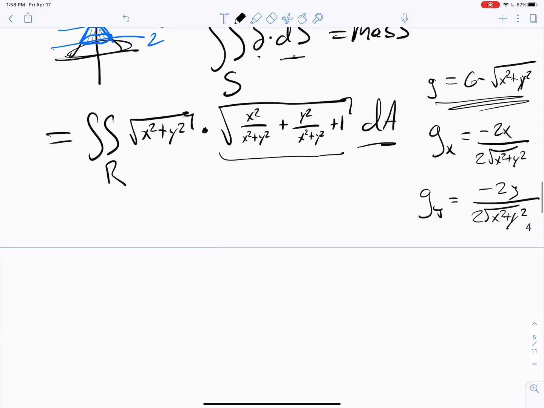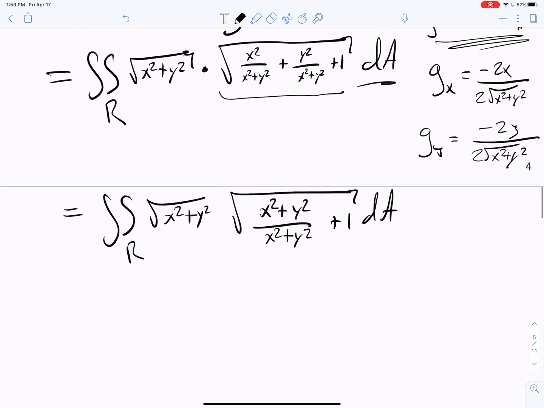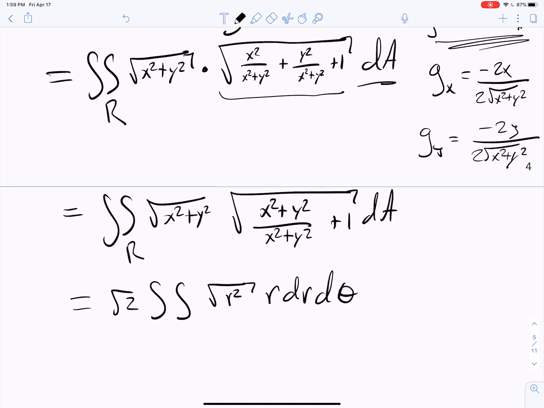And so now it looks like we've got a little bit of algebra to do. Integrate over the region, root x squared plus y squared, common denominator x squared plus y squared over x squared plus y squared plus 1 dA. Well, x squared plus y squared over x squared plus y squared, that's just 1, and 1 plus 1 is 2. So this is really just root 2 integrating over the region x squared plus y squared. And I think what we're going to do is, again, switch this to polar coordinates, because that's just going to be root r squared, and then we can go r dr d theta. This is a nice polar coordinates problem again.